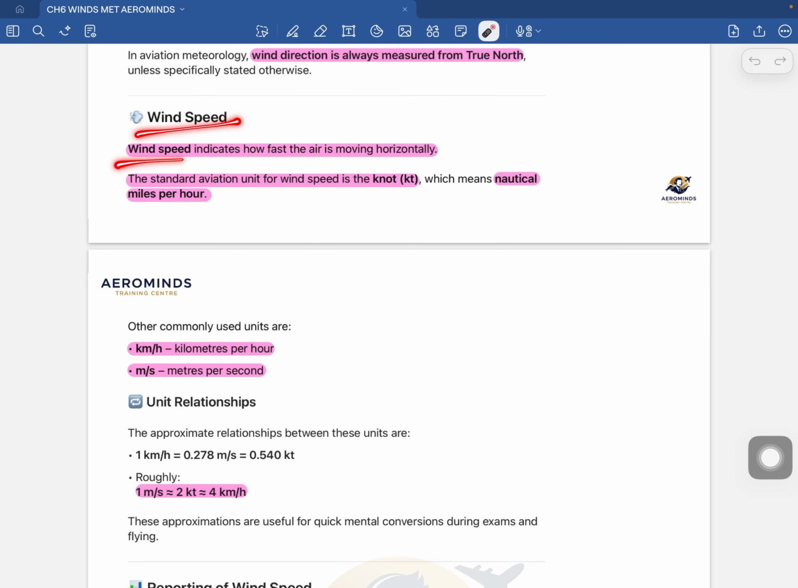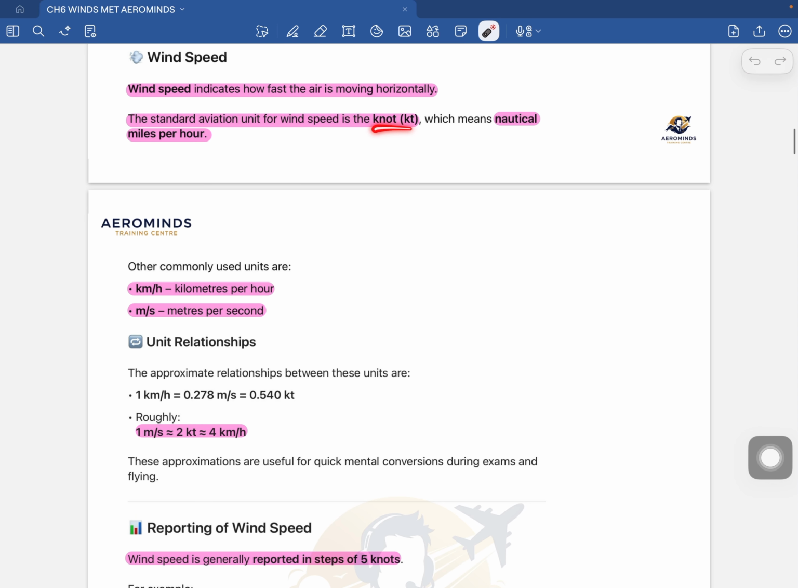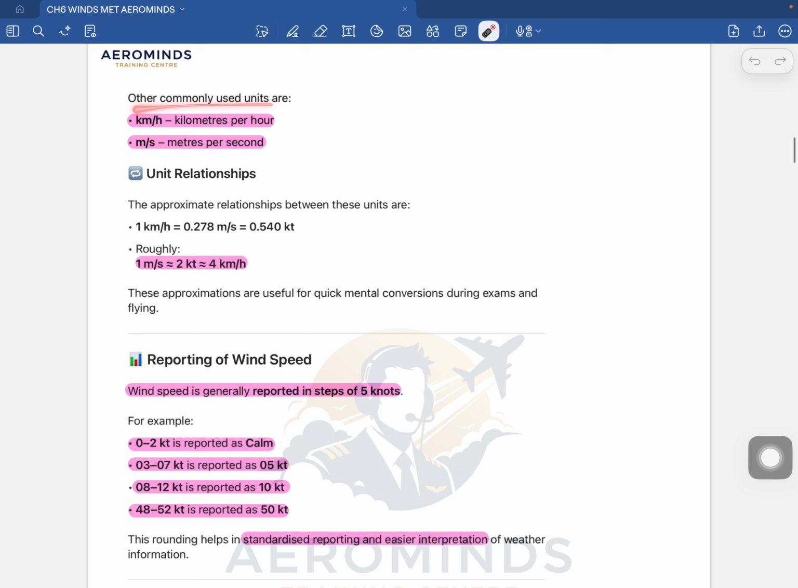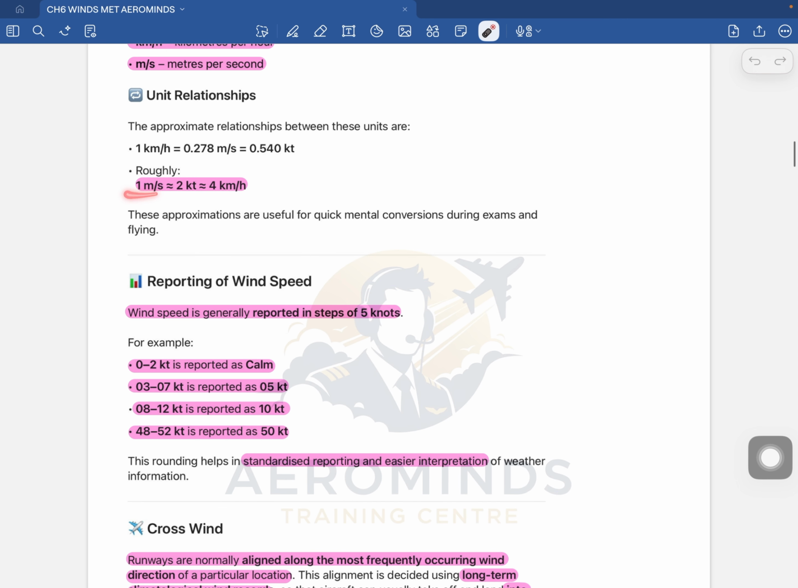Then wind speed. Wind speed indicates how fast the air is moving horizontally. It is measured in knots, which is nautical miles per hour. Other common units are kilometers per hour and meters per second also. Now 1 meter per second is equal to 2 knots, or equal to 4 kilometers.